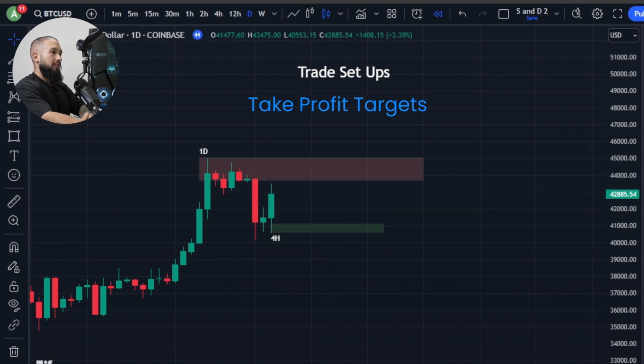Now for taking profits, the majority of traders will choose the opposing zone. For example, if we're buying from this demand zone, we would set our target to sell or take profit at the supply zone. Vice versa, if we're selling from the supply zone, we would set our target to take profit and buy back at our demand zone.